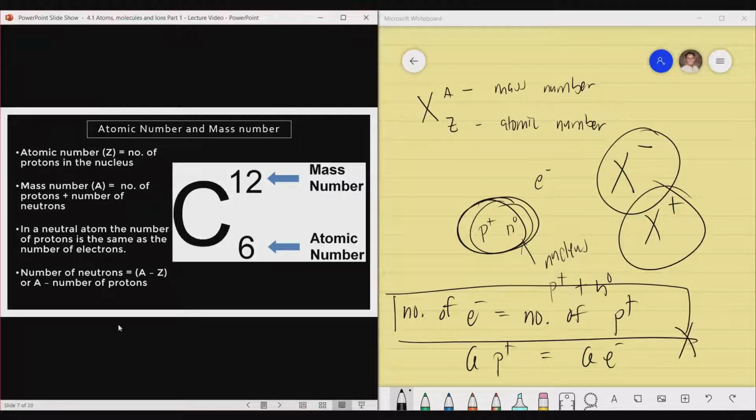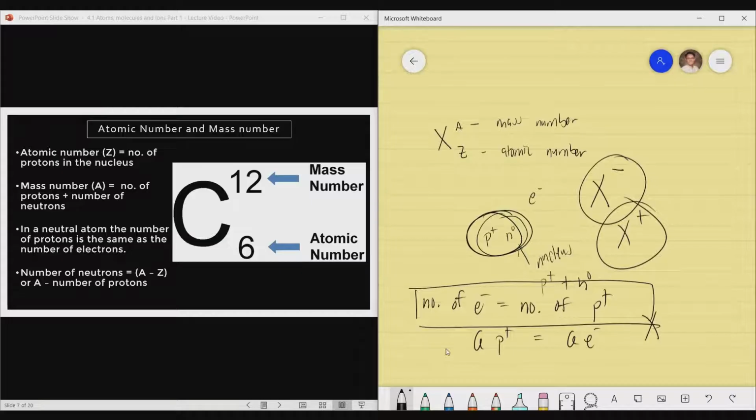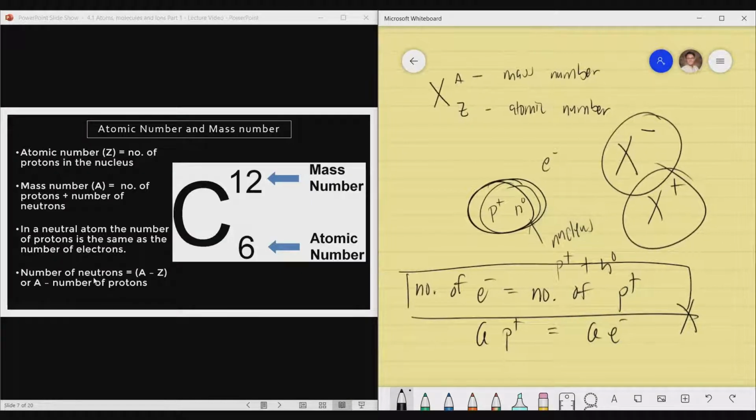What about the last point? Number of neutrons. Now, how do we know the number of neutrons? Napakasimple lang. Okay? So we actually can identify the number of neutrons by subtracting A minus Z. So A minus Z. So mass number minus atomic number. So ganun lang kasimple. You just need to subtract the mass number minus atomic number.